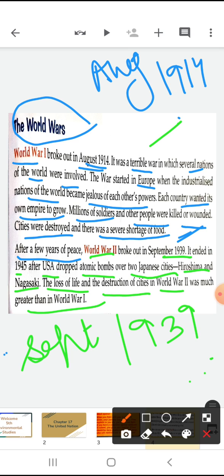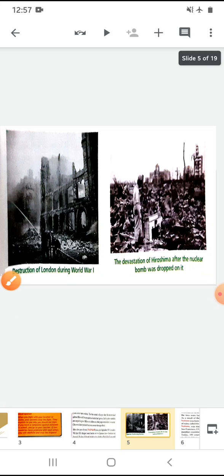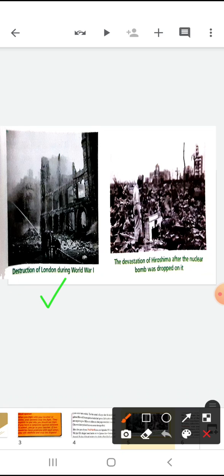In World War Second, the loss of life and destruction of cities were in great number if we compare it with World War First. Okay, see, this is the destruction during World War First in London, and this is during World War Second by USA, when USA dropped two atomic bombs on Japanese cities, that is Hiroshima and Nagasaki.